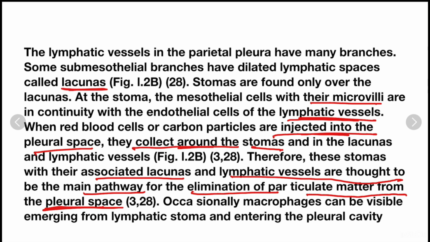Very, very important. This is very important: why stomata, lacunae, and these lymphatics matter. They are telling that if we put anything in the pleural space, it gets out by this way only. Occasionally, macrophages can be visible.